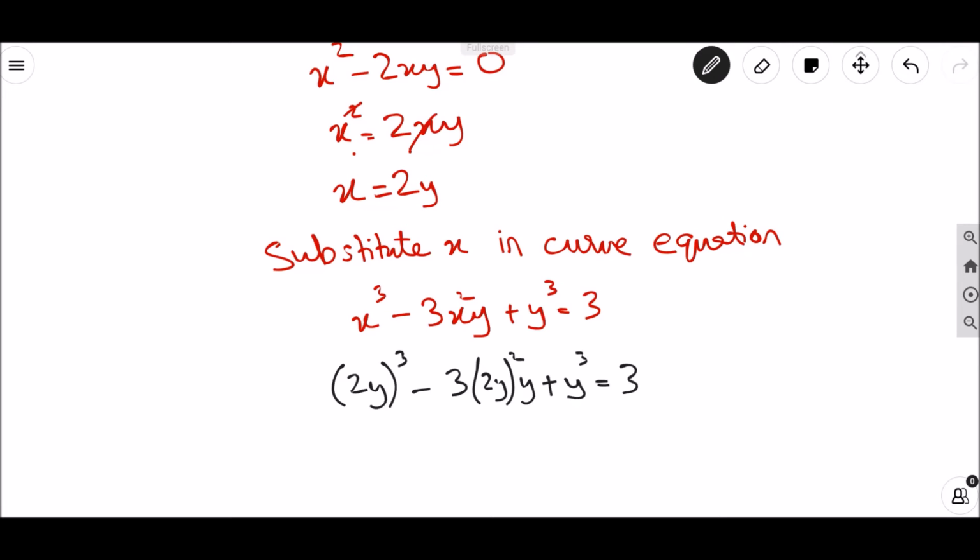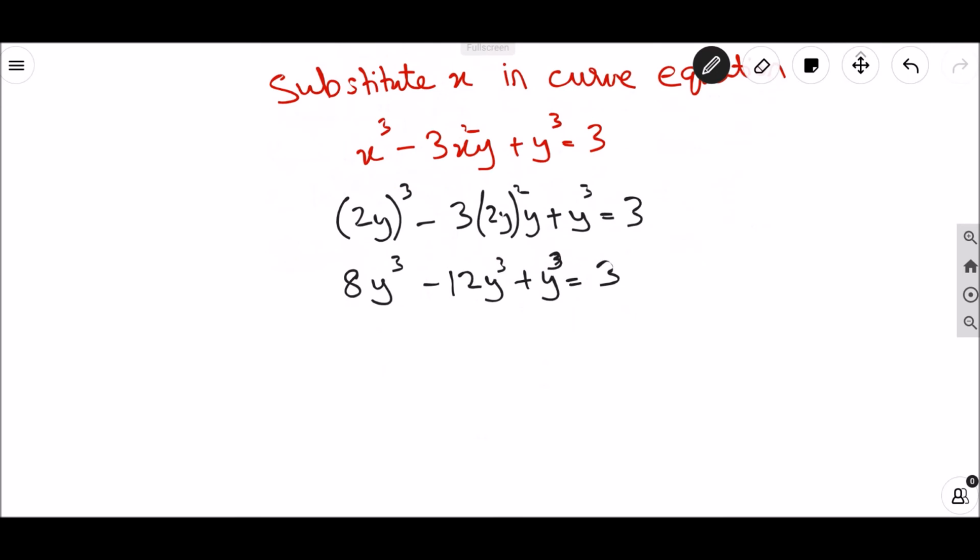So this will become 8y cubed, and 3 into 4 is 12. So it will be 12y cubed plus y cubed is equal to 3. This is 3. Yeah. Now 8 minus 12 plus 1. 8 minus 12, it will be minus 3y cubed is equal to 3. So 3 and 3 will get cancelled out. So minus y cubed is equal to 1. So y cubed is equal to minus 1.